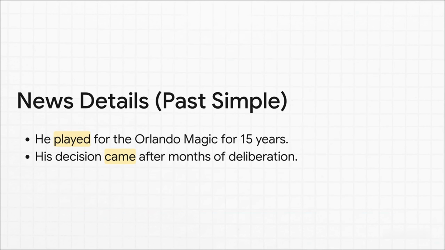But then watch what happens next. The moment the article dives into the specific details of the story, it switches over to the past simple. He played for 15 years. His decision came after. See the pattern? The present perfect announces the news, but the past simple tells the backstory. It's a really common and useful structure.